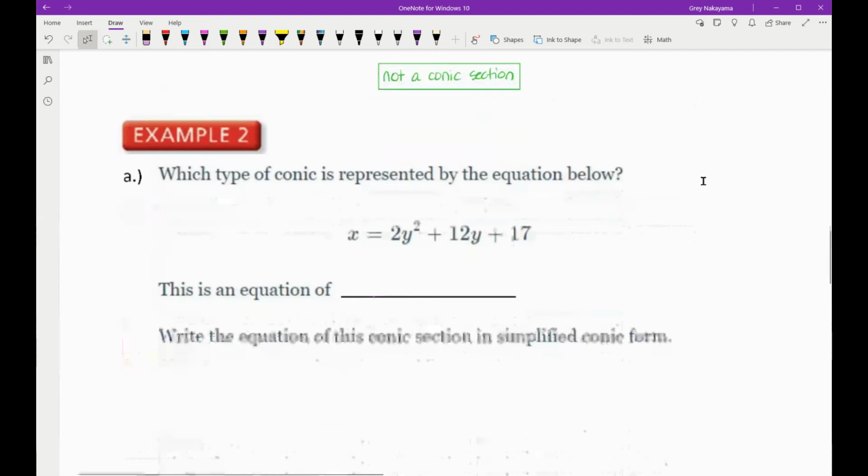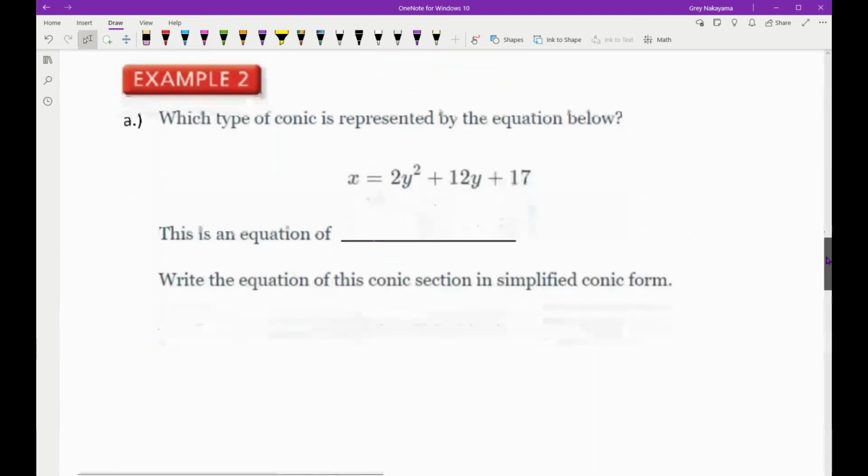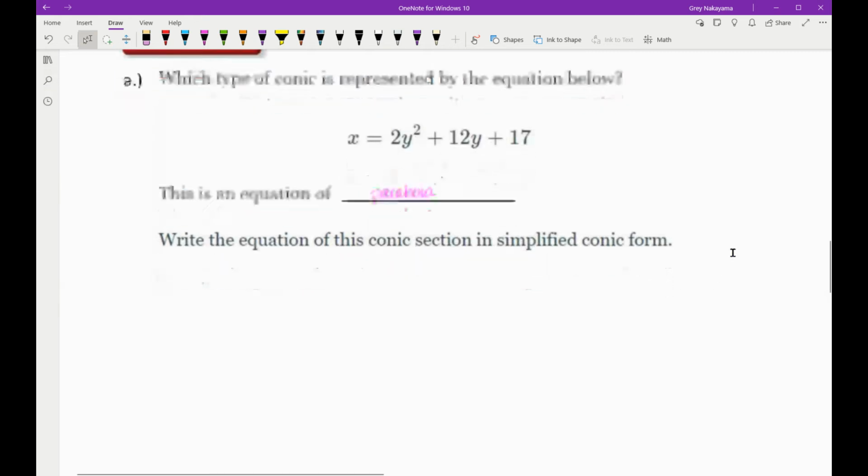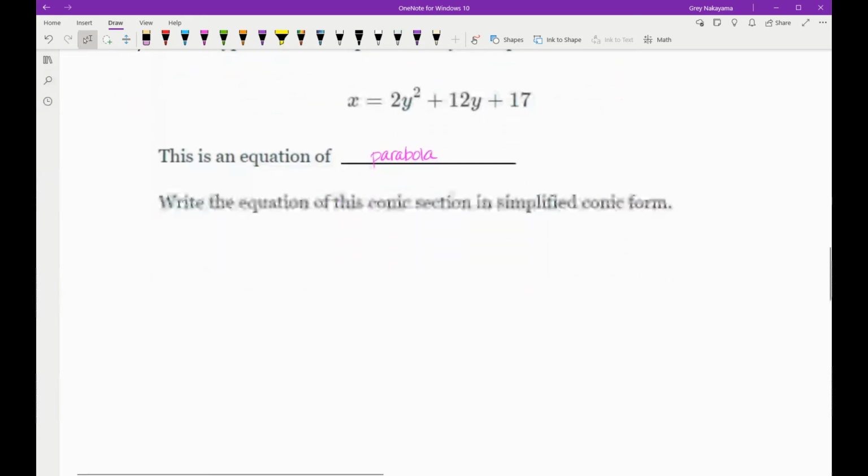Okay, so the tough part of the lesson is being able to take it from that standard form to the conic form. Okay, so this one starts off this next type of problem. What type of conic is represented by the equation? Again, I'm looking at it. How many variables are squared? There's only one that's squared, so I know it's a parabola. Okay, now I have to go write the equation of the conic in simplified conic form.